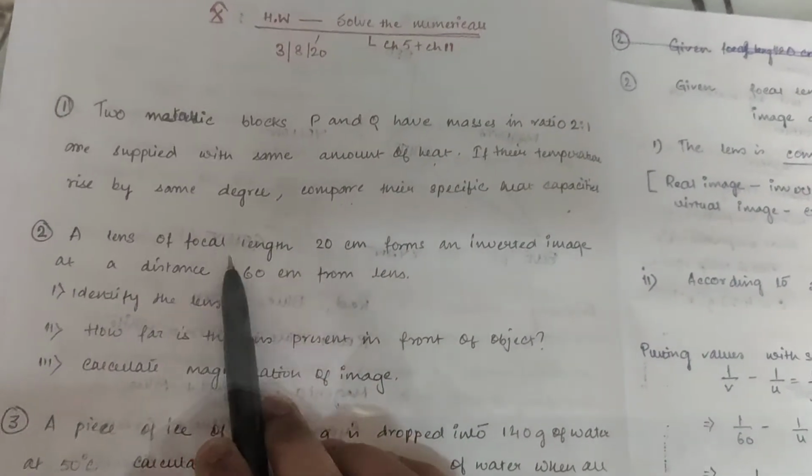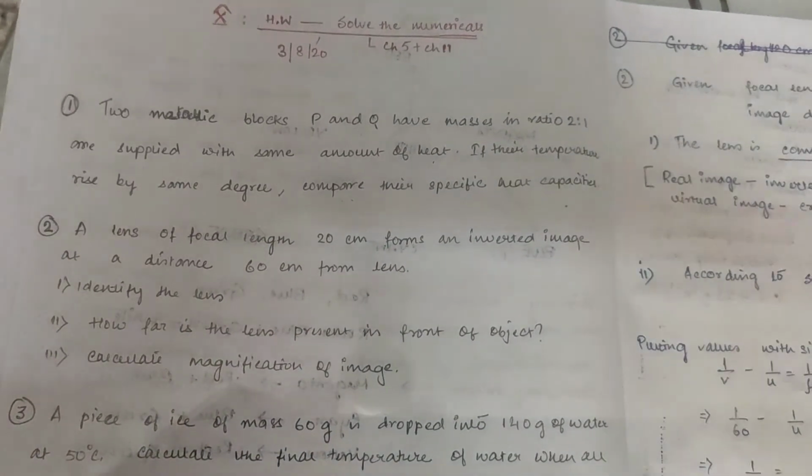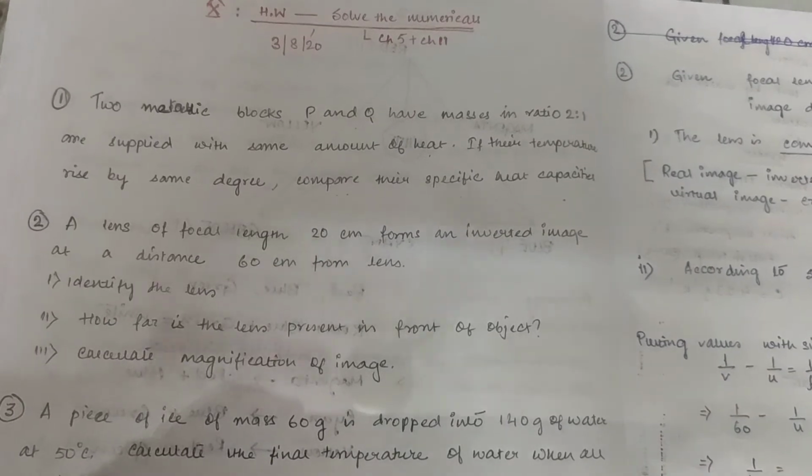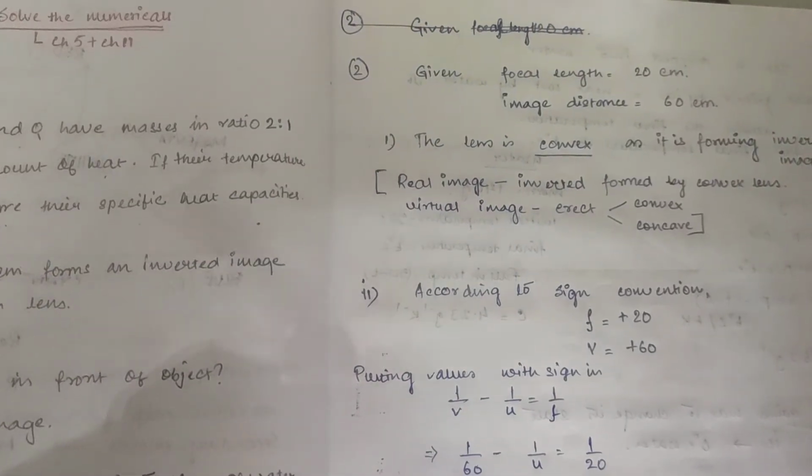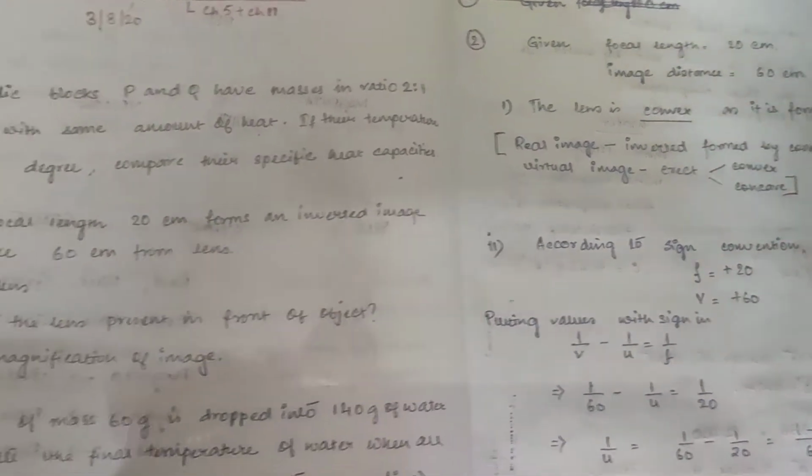A lens of focal length 20 centimeter is given. It forms an inverted image at a distance of 60 centimeter from the lens. So what are the things given? Focal length is given and image distance is given. The first question is, you have to identify the lens. What type of lens is this? Don't look at the answer which I have solved.